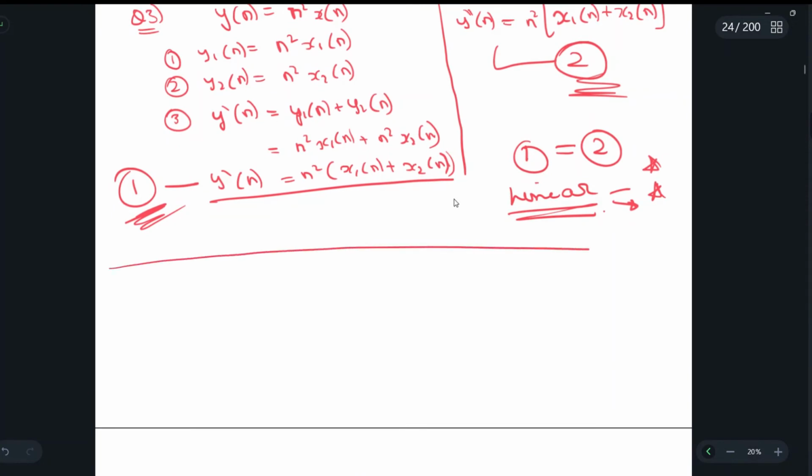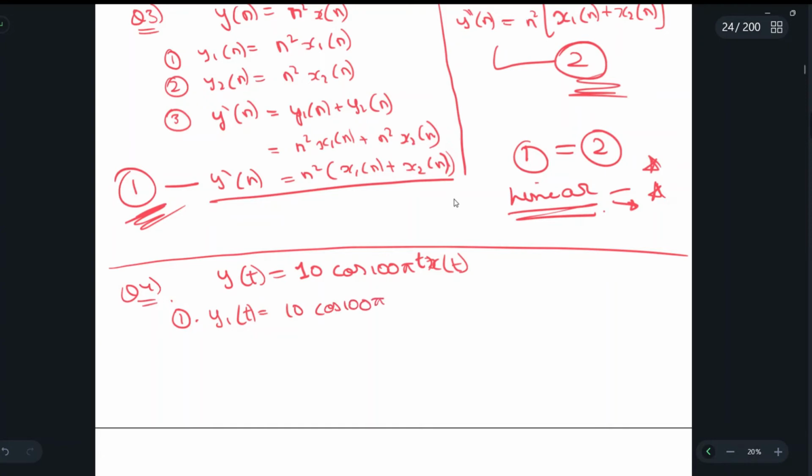That is the next question. Now for question number 4, suppose we are given the system equation as y of t equals 10 cos 100 pi t x of t. Now do not worry, it is not hard, it is an easy question. Now we will simply have to follow the steps irrespective of what is given to us. So we will simply write y1 of t is equal to 10 cos 100 pi t x1 of t. And now we will follow the second step, that is y2 of t is 10 cos 100 pi t x2 of t.